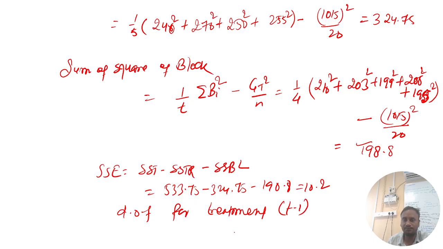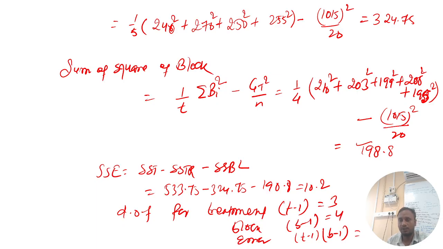If you calculate the degrees of freedom: for treatment it's T minus 1, for block B minus 1, and for error T minus 1 into B minus 1. T, how much do we have? 4, so it becomes 3. Blocks, how much do we have? 5, so it becomes 4, and error becomes 12. And the total degrees of freedom is TB minus 1, 4 into 5 minus 1, 19. So now we'll make the ANOVA table.